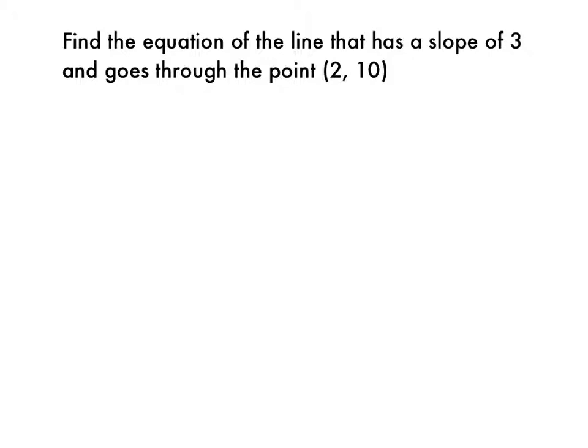I'm now going to use the point-slope formula to find the equation of this line. So what I'm going to do first is show you how we get the point-slope formula. It's just a rearrangement of the slope formula. So we know that y2 minus y1 over x2 minus x1 is equal to m. That's our slope, and that's a formula you need to know.